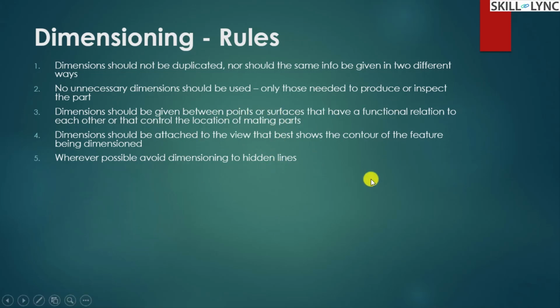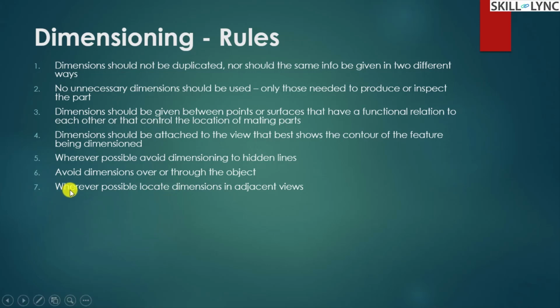So as you can see, everything revolves around the same function, that these dimensions should be functionally applicable and can be functionally measured. So next, also avoid dimensions that go over the object or through the object. That is, they have to always be positioned outside the object for better readability. Also, whenever possible, locate the dimensions in the adjacent views. If there is design intent to be captured, then the dimension data should be given in adjacent views so that they can be inferred together for the designer or the inspector to capture the design intent.